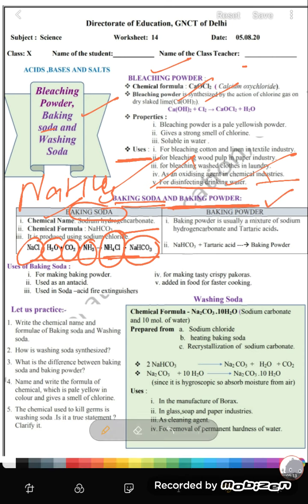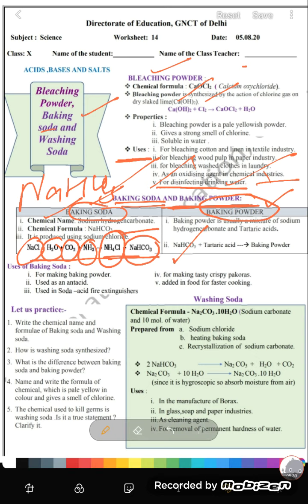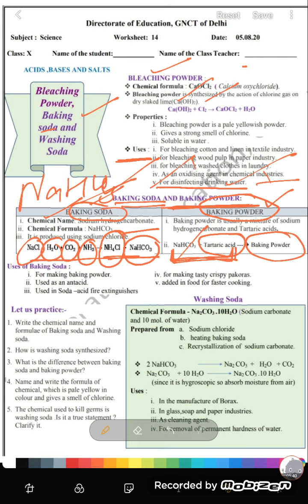Now we have baking powder. Students, baking powder is usually a mixture of sodium hydrogen carbonate plus tartaric acid, right? So we can say baking powder is made up of sodium hydrogen carbonate, which we usually call baking soda, plus tartaric acid. These two combine to form baking powder, right?